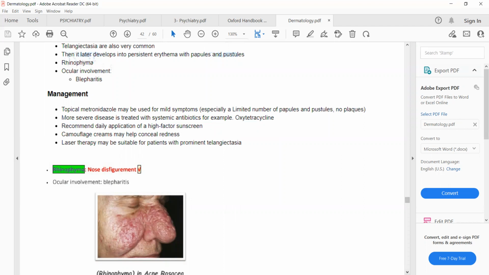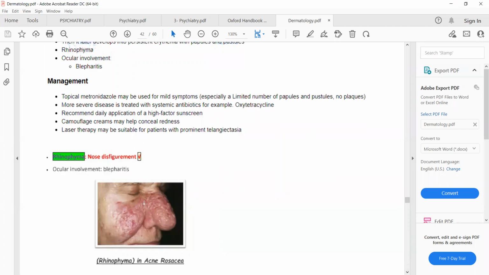What is the management of Acne Rosacea? You can see in this diagram the redness on the cheek and in the nose, and you can see the disfigurement of the nose as well. That is known as rhinophyma. So this is basically the presentation of Acne Rosacea.